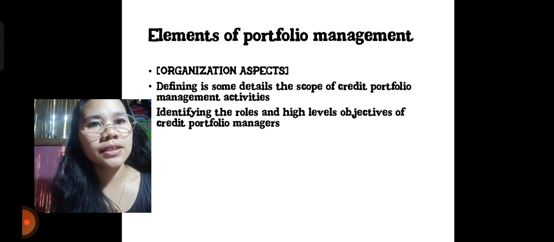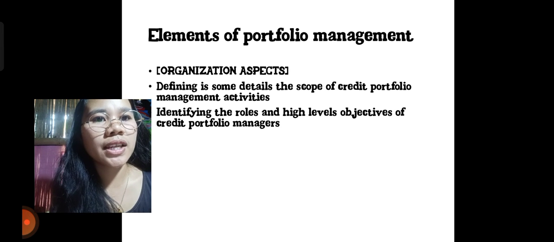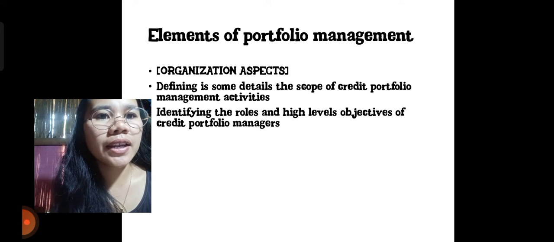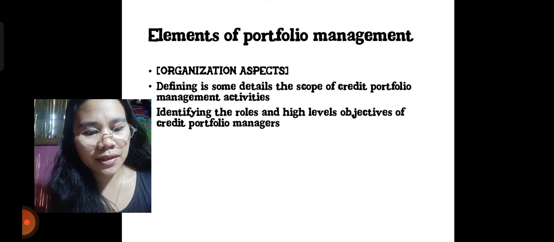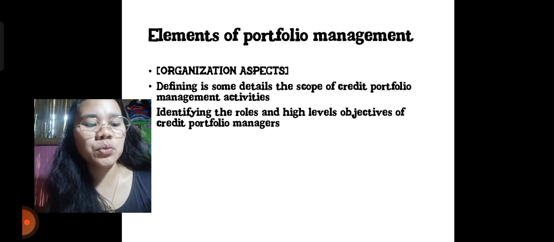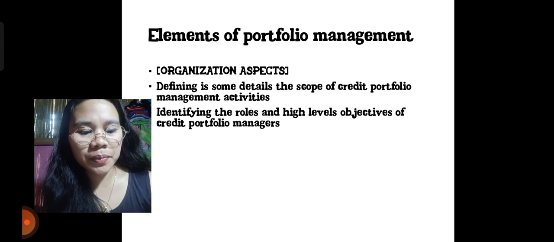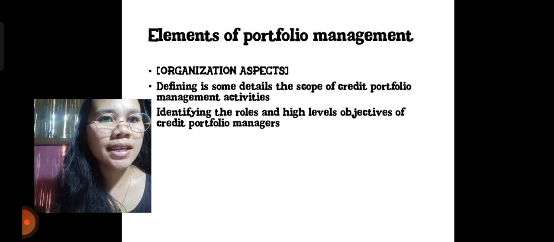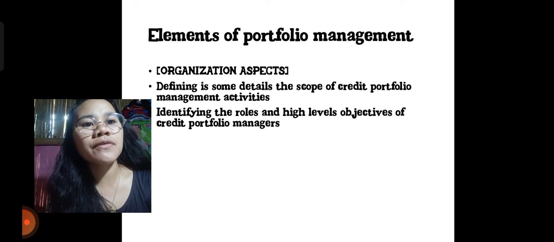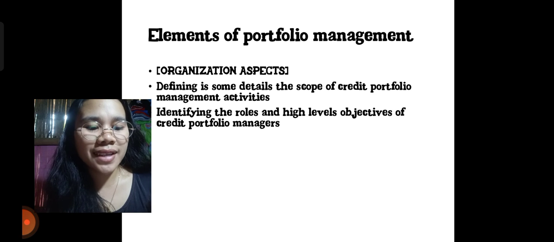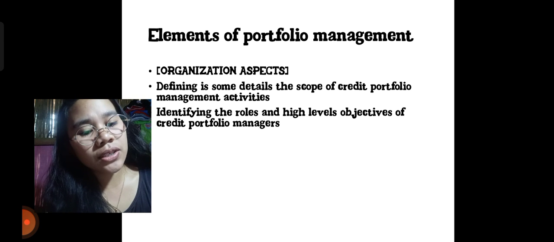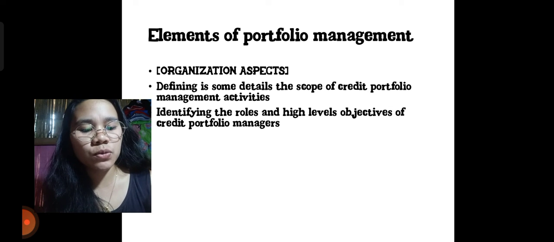So next is elements of portfolio management. The organization aspects. First is defining in some detail the scope of credit portfolio management activities, and this includes identifying which portfolios, clients, or counterparties are in scope. Next is identifying the roles and high-level objectives of credit portfolio management, including the credit portfolio strategy. Portfolio strategy is the set of concrete plans that help shape credit portfolio management activities.